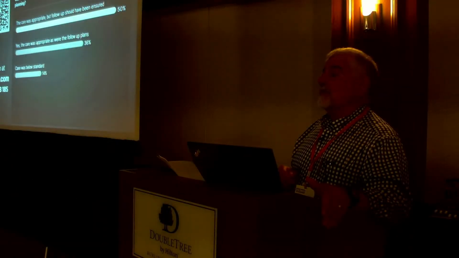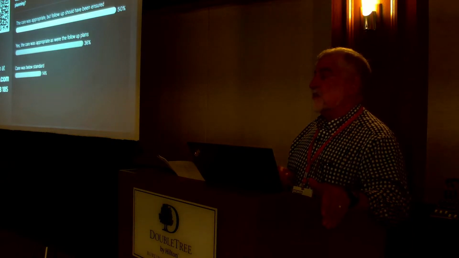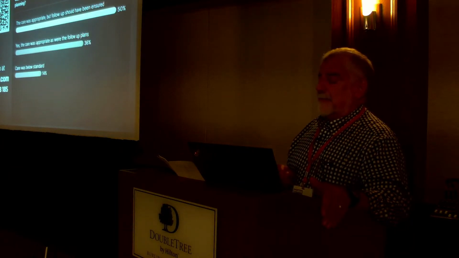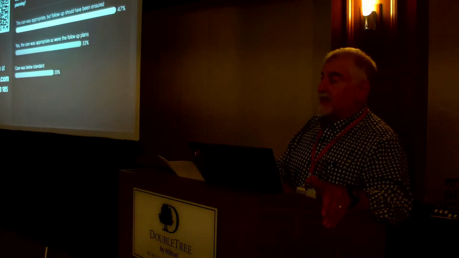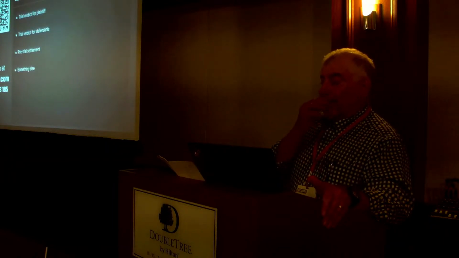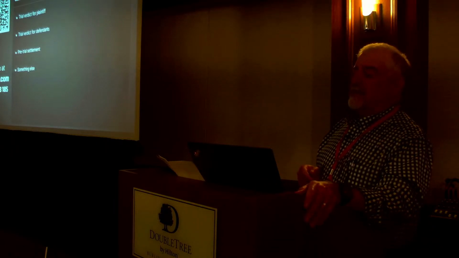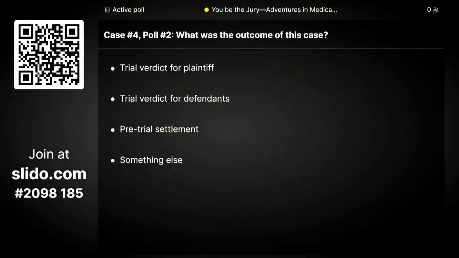So the parents filed a lawsuit alleging misdiagnosis of E. coli meningitis. They sued both the pediatrician in the hospital as well as the primary care pediatrician. So what was the outcome of this lawsuit? A trial verdict for the plaintiff, a trial verdict for the defendants, a pretrial settlement, or something else?